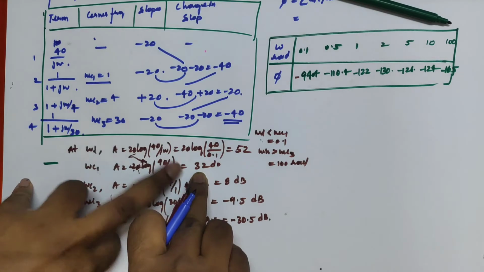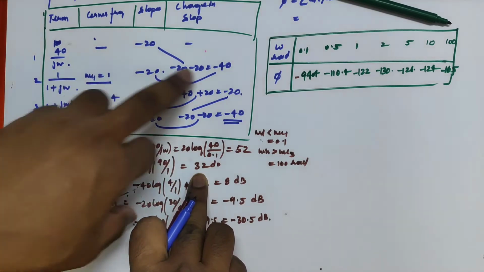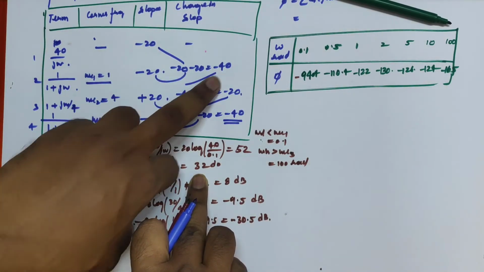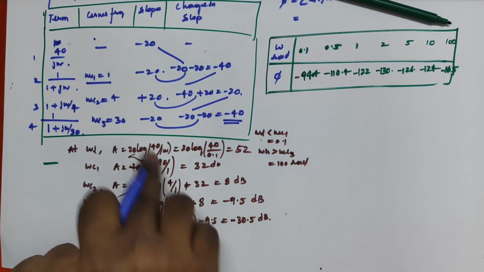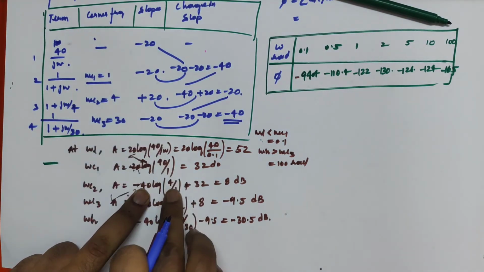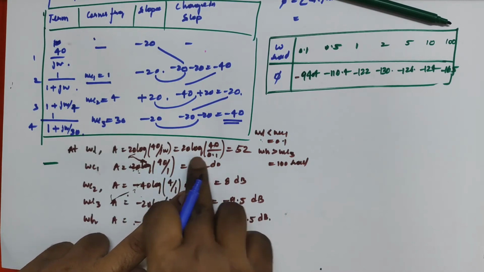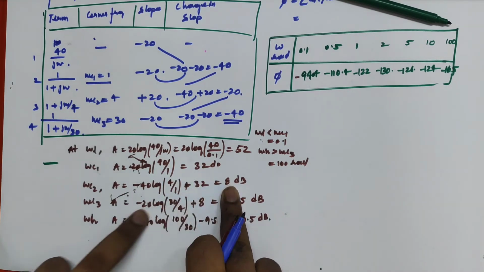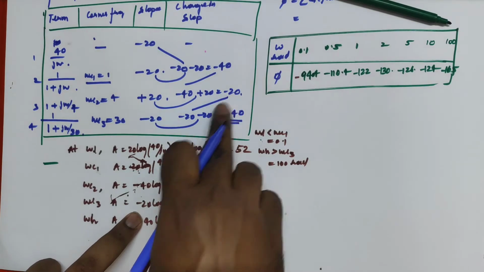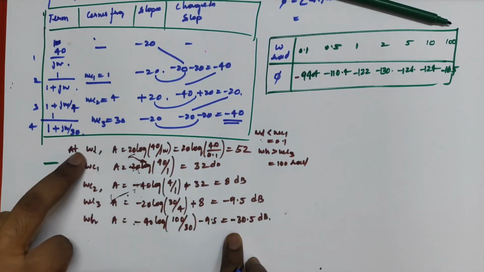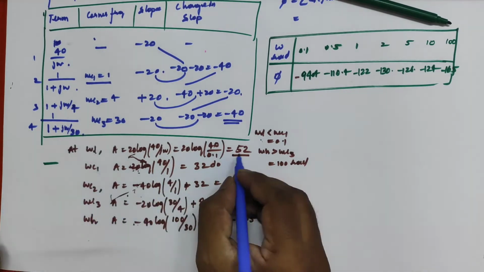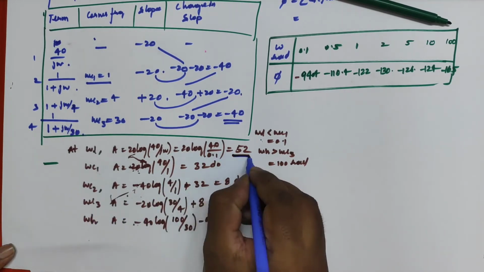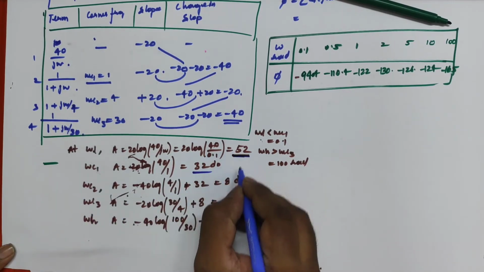After omega c1 there is again a change in slope, that is minus 40. With the change of minus 40 with respect to 4 by 1, adding this magnitude I get 8. This goes on continuously, again with minus 20. So I obtain different magnitudes: 52, 32, and minus 8.